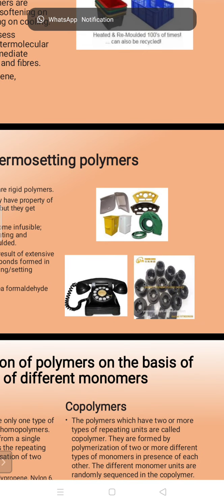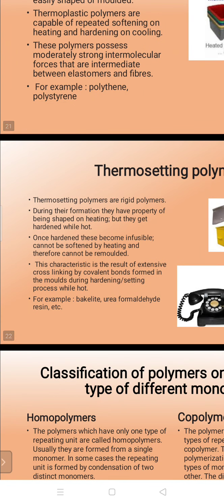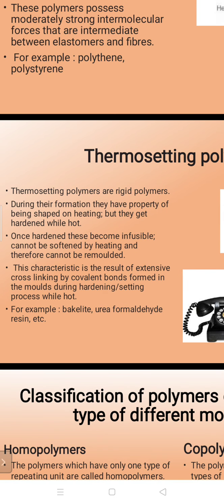So these thermosetting polymers are rigid polymers, and during their formation they have the property of being shaped on heating, but they get hardened while hot. By this we can get such types of instruments which are shown in the diagram. We'll discuss them later also. Once these fibers are hardened, they become infusible and cannot be softened by heating, and they cannot be remolded either.